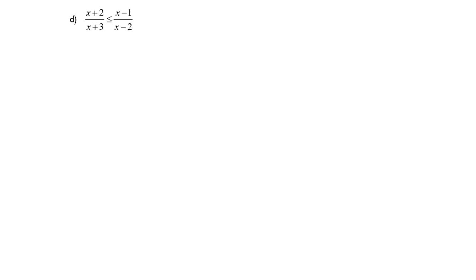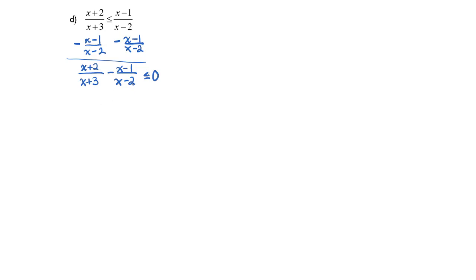Here we have a rational expression on each side of the inequality, and we need to get it with a 0 on the right side. So I'm going to subtract the x minus 1 over x minus 2 from both sides. You could also think of it as moving the rational expression on the right over to the left. Now we have x plus 2 over x plus 3 minus x minus 1 over x minus 2 is less than or equal to 0.